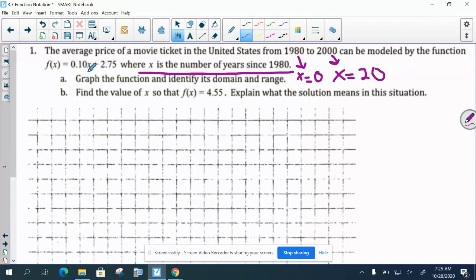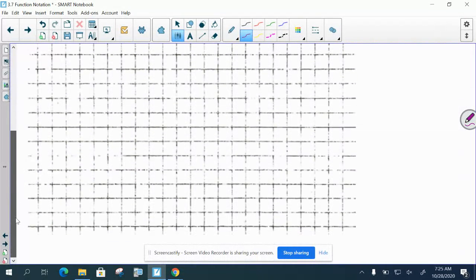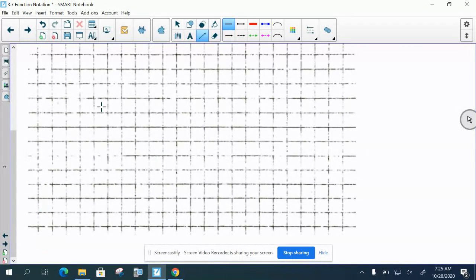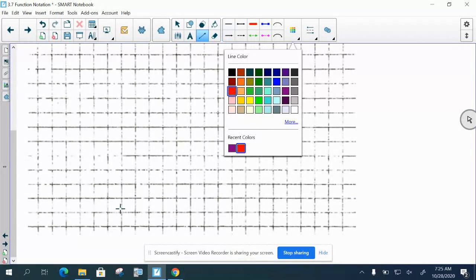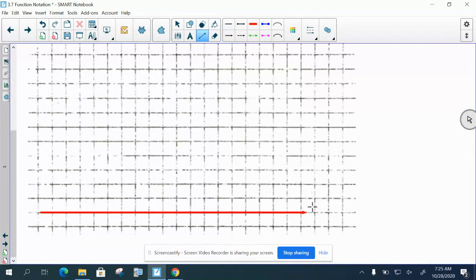So let's go ahead and, luckily for you, your graphs will always be given to you in Edulastic, but later on we're going to learn how to set up a graph. So let's go ahead and make an x and y axis, and we're just going to be working with the first quadrant because you can't have negative price and you can't have negative time.